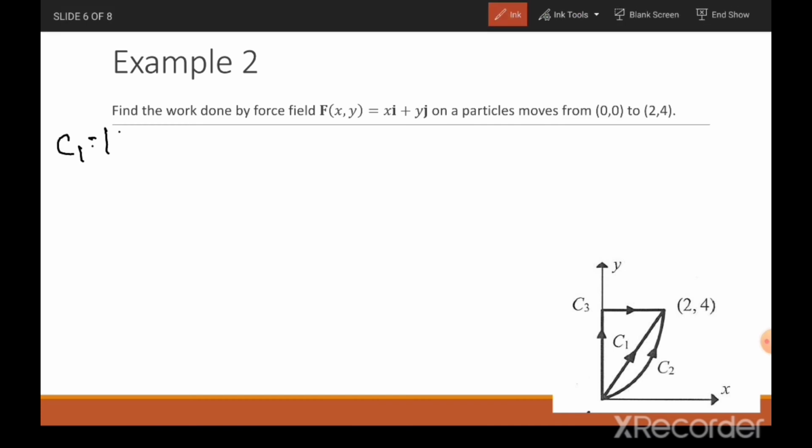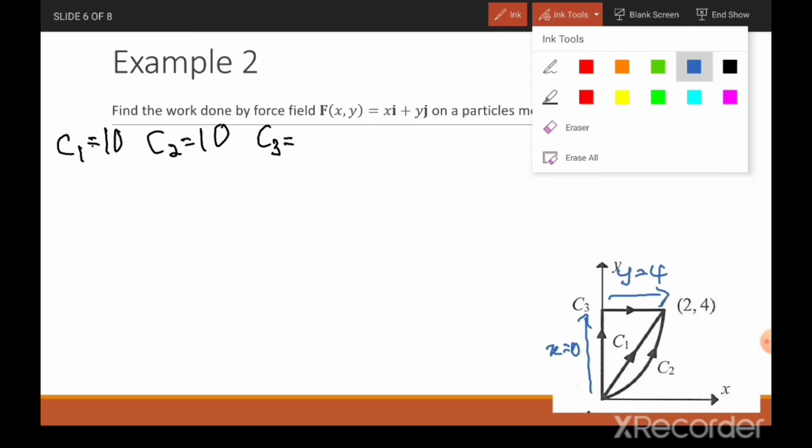So you can see here C1 is 10, C2 is 10. What is the value for C3? C3 has two directions, so we need to do it twice, then total up. Okay, s equal to 0, and this one is y equal to 4.